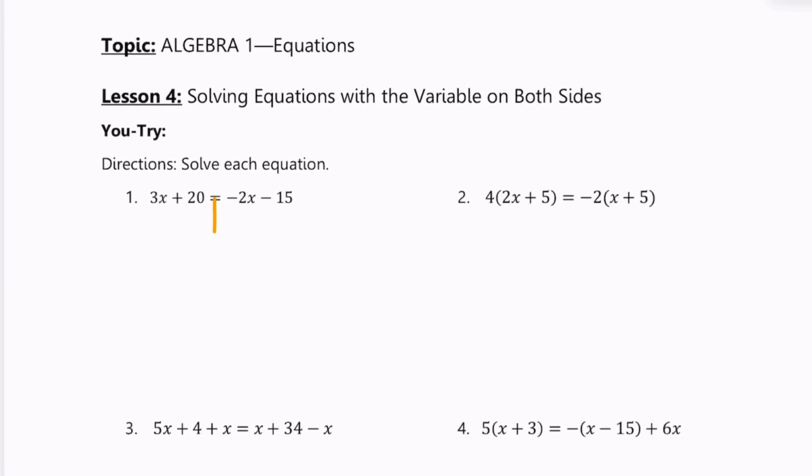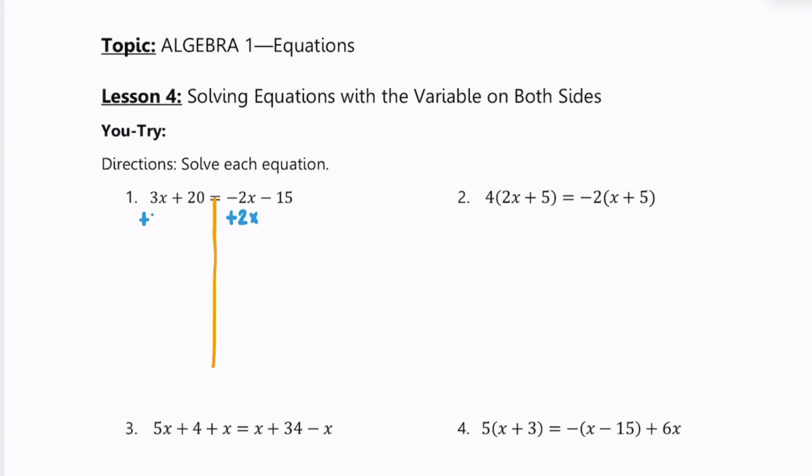We're going to get started right with number 1. We're going to draw our line down the equal sign. We've been doing that. Look on our left-hand side, nothing to distribute, nothing to combine. Look on our right-hand side, nothing to distribute, nothing to combine. Variable 3x on the left, variable negative 2x on the right. When I can, I like to move my variable to the left. So that negative 2x, I need to move it over to the other side. When I move it over, I need to do the opposite operation. So I'm going to do plus 2x.